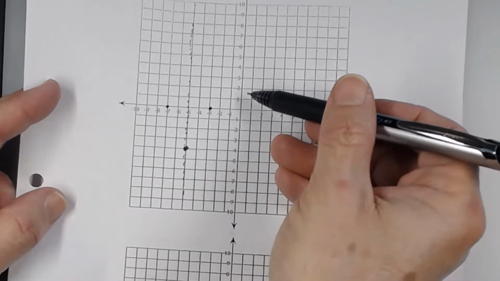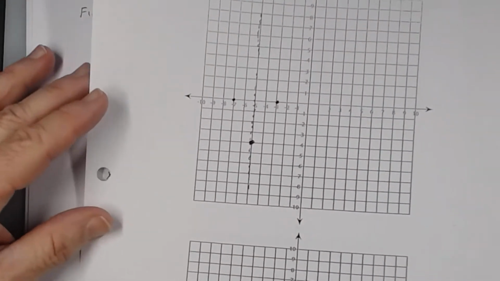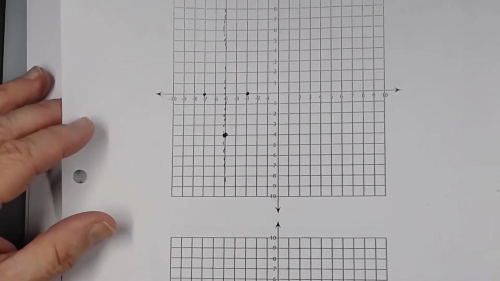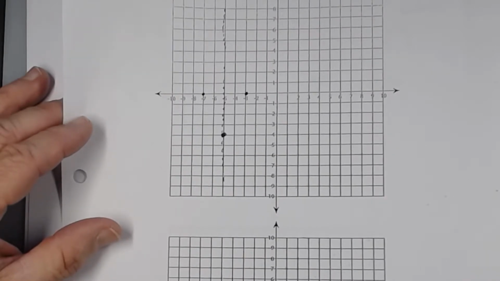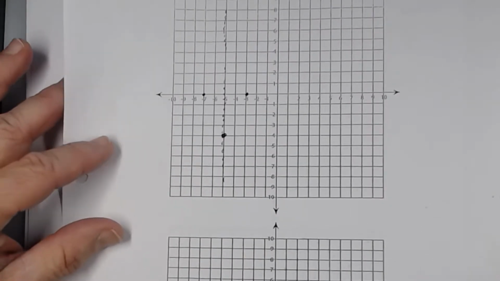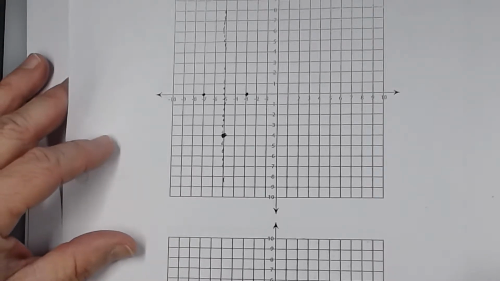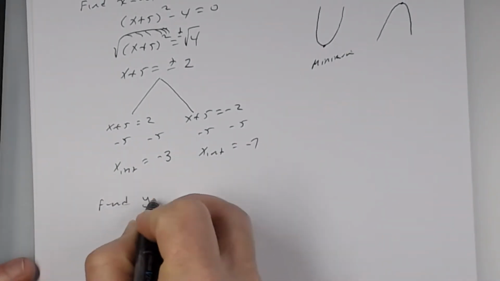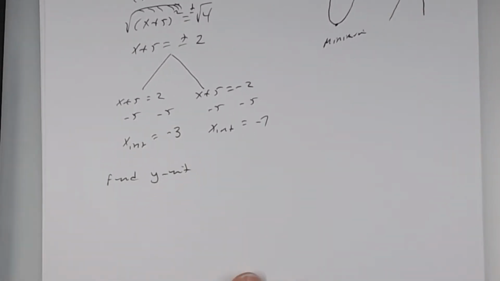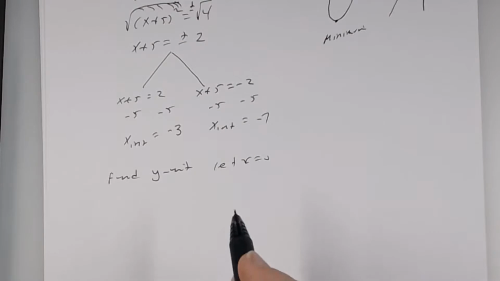Okay? Now, I'm going to ask you to find the y-intercept because all functions have a y-intercept. So you're always going to have a y-intercept. Let me rephrase that. All polynomial functions have a y-intercept. Okay, all polynomial functions have a y-intercept. So let's find it. To find the y-intercept, what do you do? Let x equal 0.